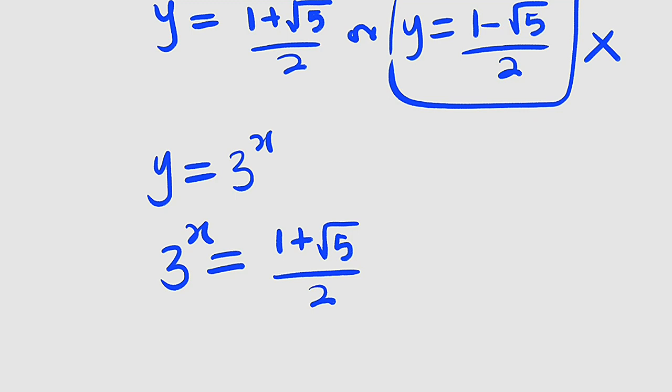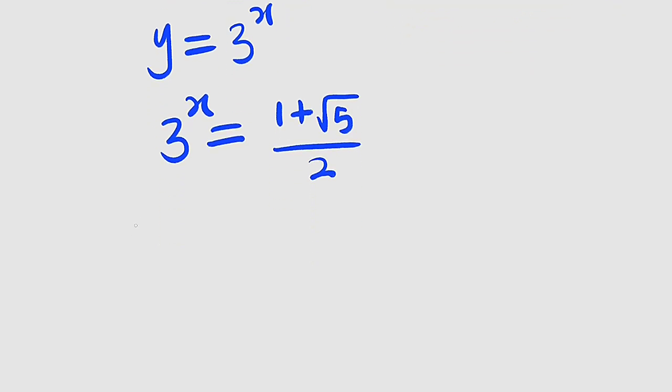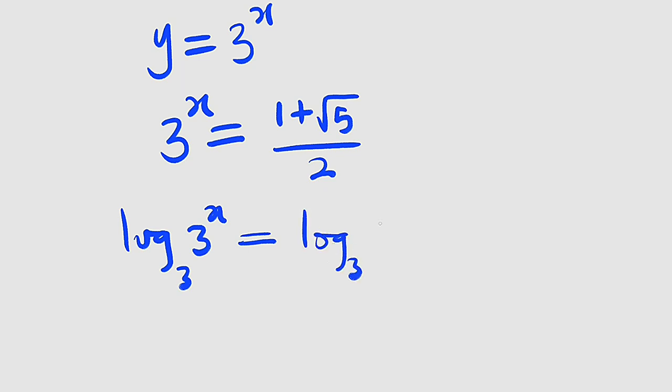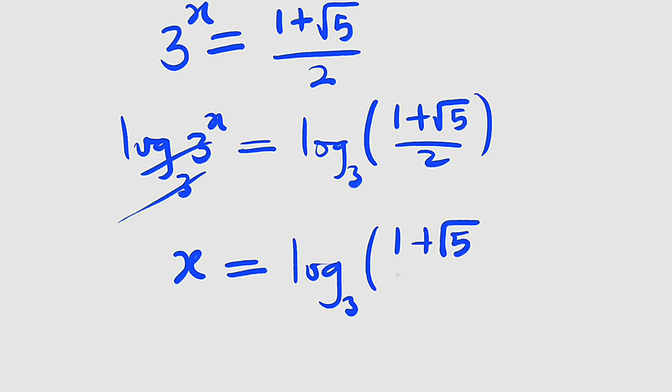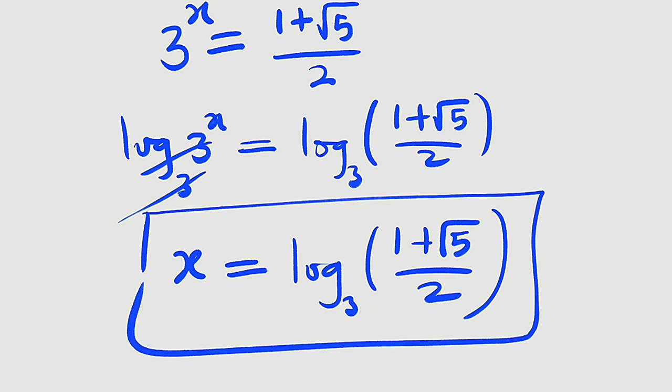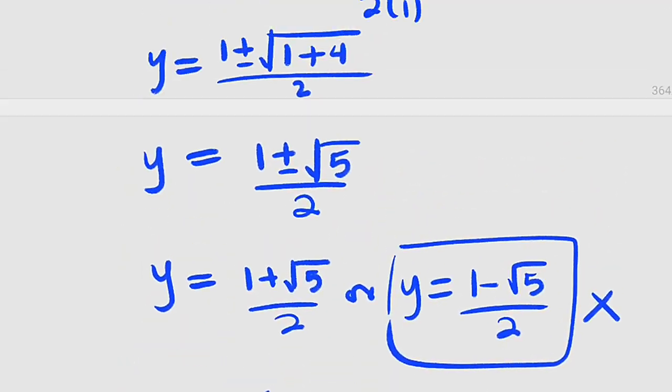So now let us take log to the base 3 of both sides. We have log to the base 3 of 3 to the power of x, which is equal to log to the base 3 of 1 plus square root of 5 divided by 2. From here, this will cancel this. What we have is x. X is finally equal to log to the base 3 of the whole of this, 1 plus square root of 5 divided by 2. And hence this is the real value of x that can satisfy our exponential equation.